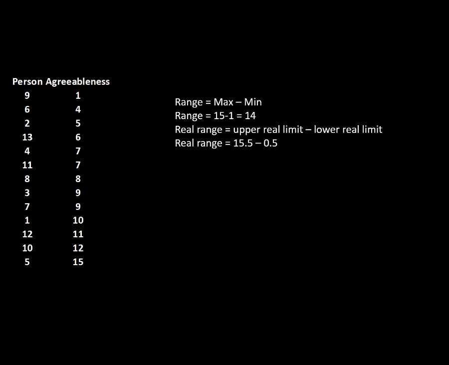So our real range is then just going to be the upper real limit minus the lower real limit of our data. So the upper real limit of our largest datum minus the lower real limit of our smallest datum.